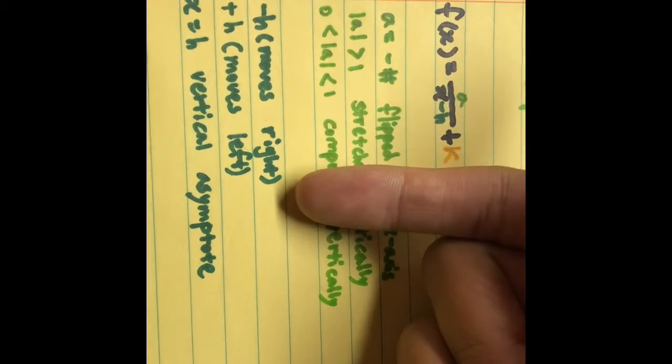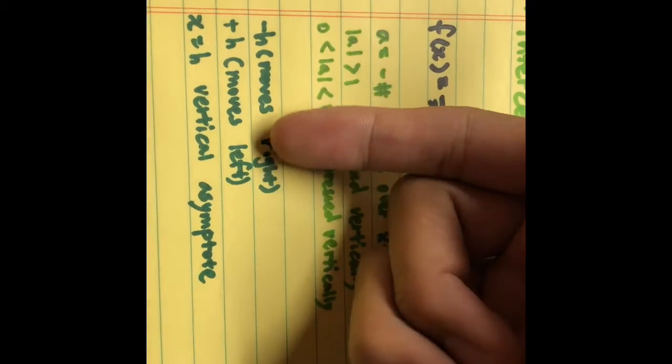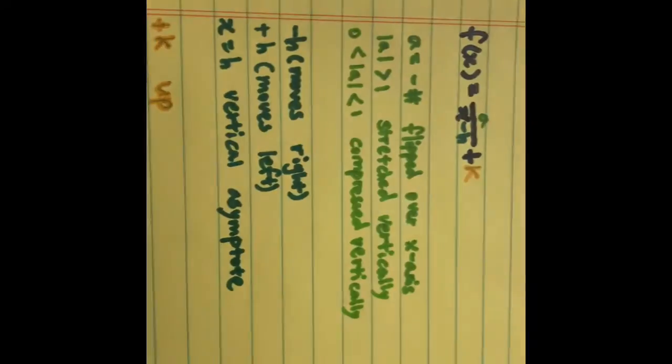Okay, now negative h makes it move to the right. Plus h, or positive h, makes the graph move to the left. If x is equal to h, then there is a vertical asymptote.